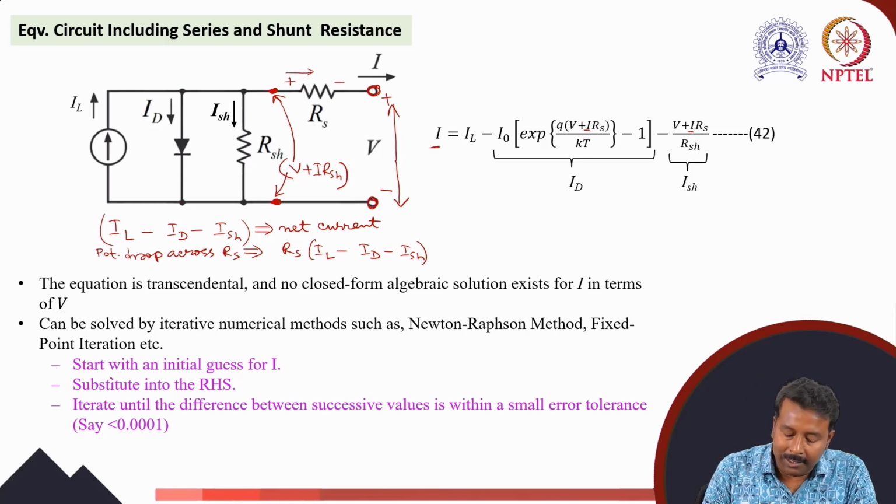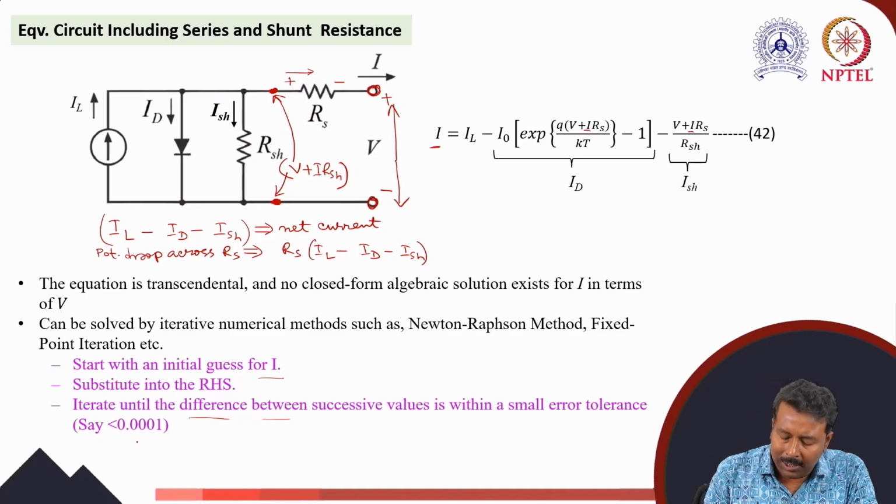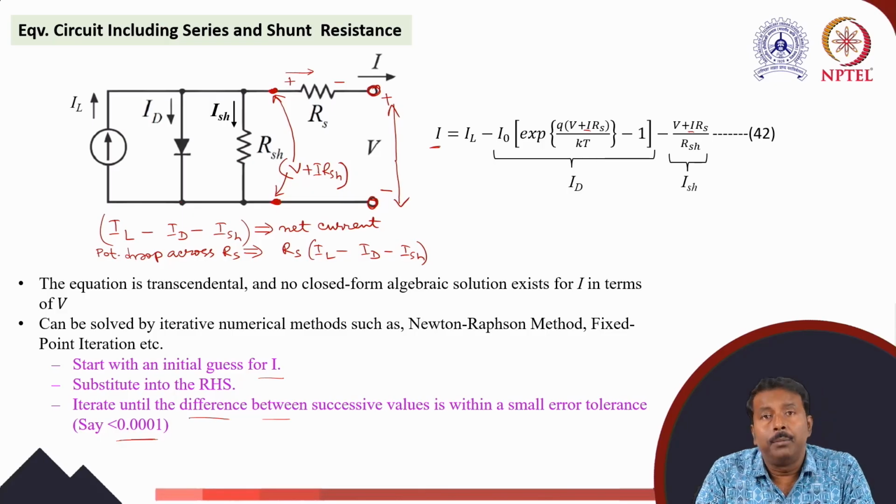These steps are written here. Start with an initial guess for I, substitute it into the right hand side, and iterate until the difference between successive values is small. There is also a technique: the I value you obtain here, you put this I value again, and those two successive I values you observe and take the difference. If two successive I values differ by a very small amount, say 0.0001, or say 0.01 as per your accuracy, then you have to stop, and that value of I, whatever you assumed or whatever is coming, is the solution.